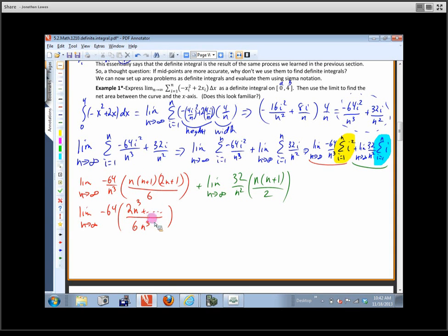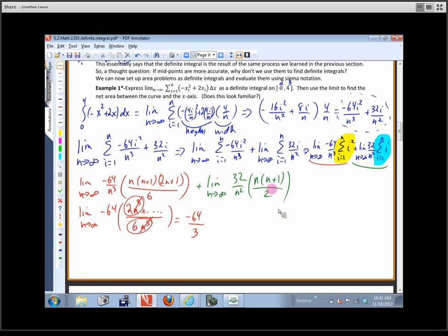Dominant terms, right? What's the most dominant term on the top? 2n cubed. What's the most dominant term on the bottom? 6n cubed. So in the limit, only in the limit, those cancel off. So I end up with negative 64 over 3. Is that okay? Cancel the 2 with the 6. Good there? Okay. All right, so let's take care of this mess right here.